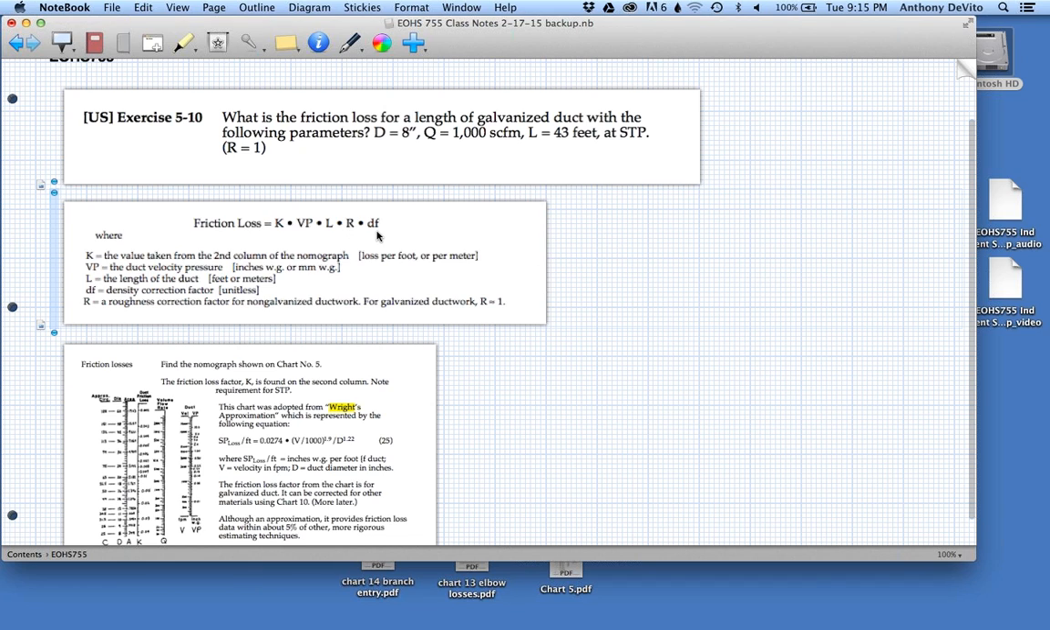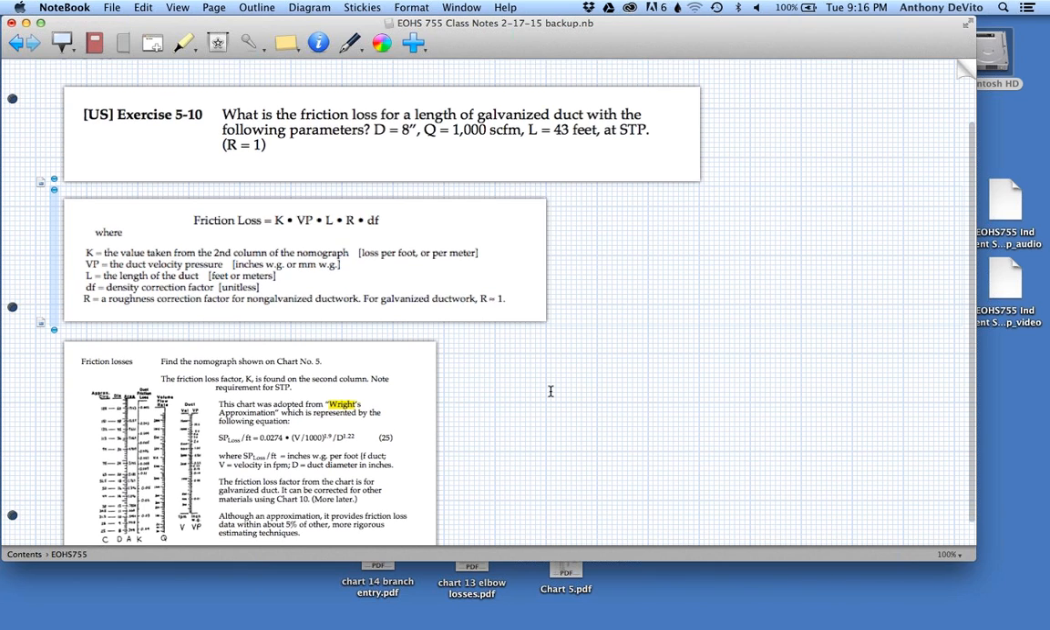Okay, now R is going to be 1, and we're going to work for the most part usually at standard temperature and pressure, so we don't need a density correction factor, right? So these two things stay 1 and they actually drop out. We don't work with them. The only difference in measuring the frictional loss, the static pressure loss due to a length of ductwork, is that we're going to figure it out as inches of water loss, inches of static pressure loss per foot, and then multiply by the number of feet. So that's really the only difference.